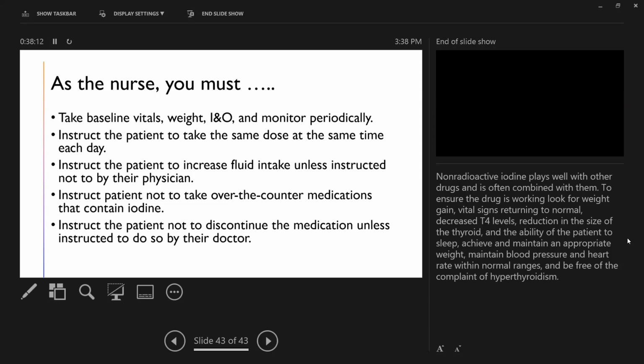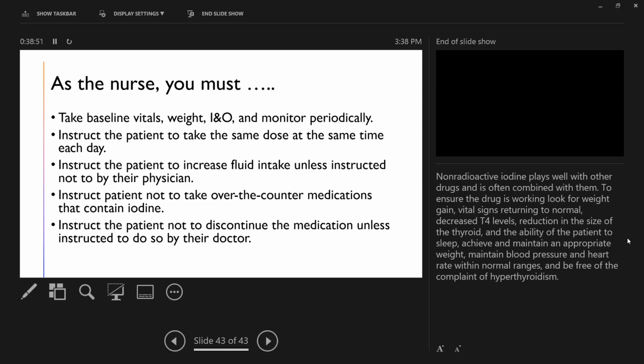So to ensure the drug is working, look for weight gain, look for vital signs returning to normal, look for decreased T4 levels, look for reduction in the size of the thyroid, look for the ability of the patient to sleep and achieve and maintain an appropriate weight. Look for the maintenance of normal blood pressure and heart rate, and for them to be free of all complaints of hyperthyroidism. So that concludes the pituitary and thyroid.